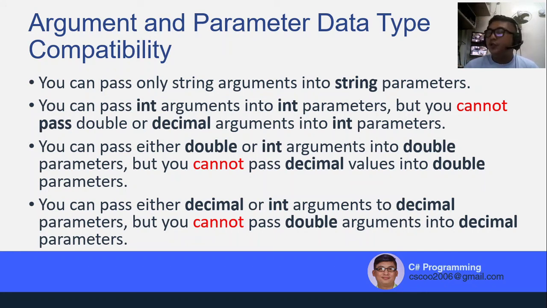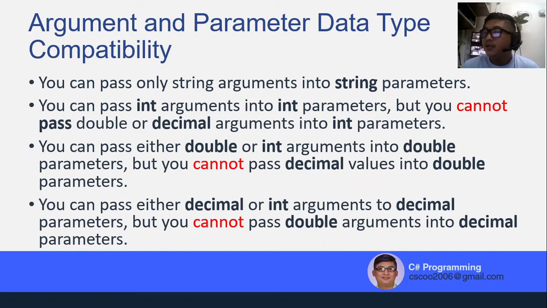You can pass either double or int arguments into double. Okay, which means double or int pwede mong ipasa sa double kasi when you pass int, automatic magiging double siya. You cannot pass decimal values into double parameters kasi magkaiba sila ng type. Okay, although they have the same decimal point, decimal has limited memory allocation, that's why magkaiba sila.